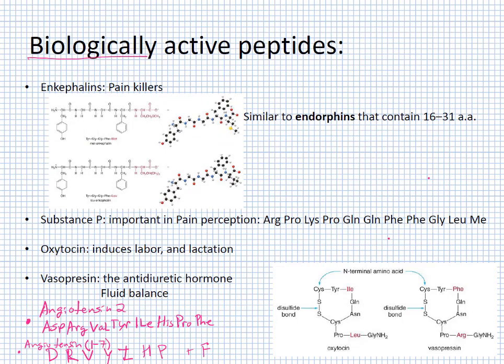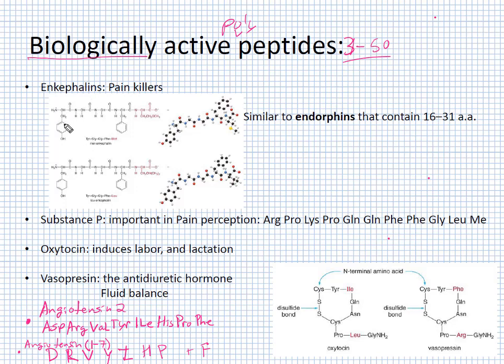So it turns out that there are many biologically active peptides, or I should say polypeptides. Remember, these are polymers of amino acids that can be really anywhere from 3 to maybe 50 different amino acids. So here we have these enkephalins. These are involved in painkillers. They're similar to endorphins. The endorphins contain 16 to 31, but these enkephalins are things like methionine enkephalin.